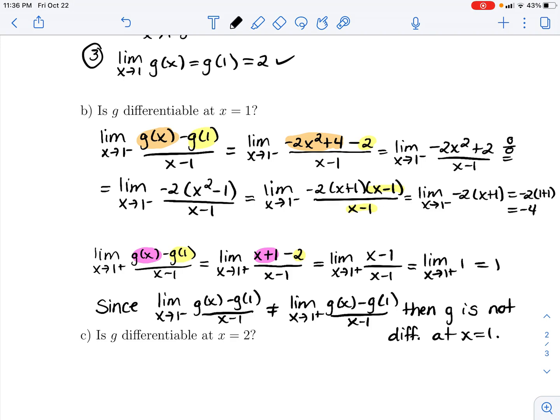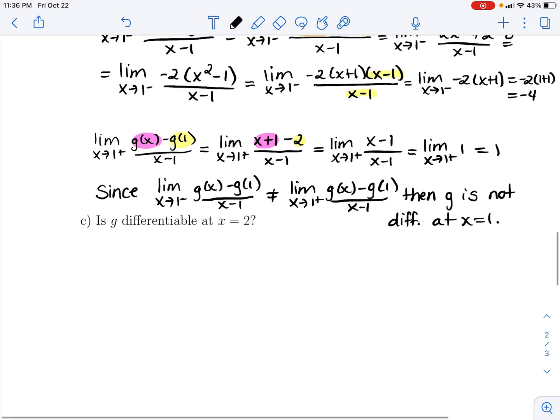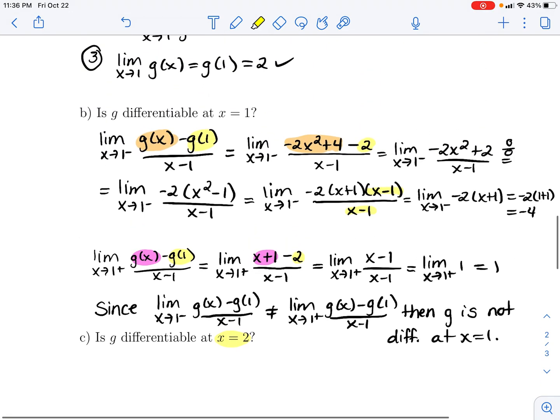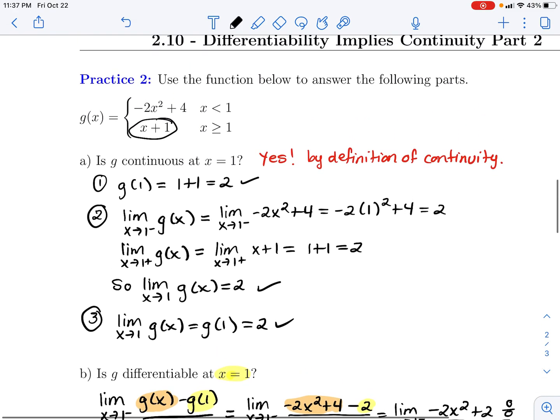Okay, so the last thing I did want to mention here, so that's why I included part C in this. Now I'm asking you, is the function differentiable at x equals 2? So I'm asking it to you at a different x value, right? In part B, we're talking about at x equals 1, and part C, we're talking about at x equals 2. Okay, so now I'm going to go back up to the original function, right? And so it says that for all x values greater than or equal to 1, I'm using this piece of the function, x plus 1.